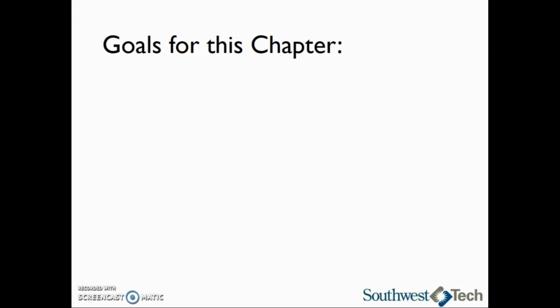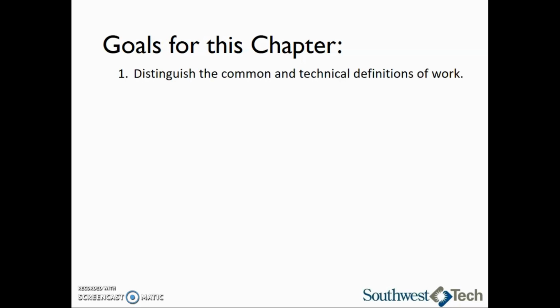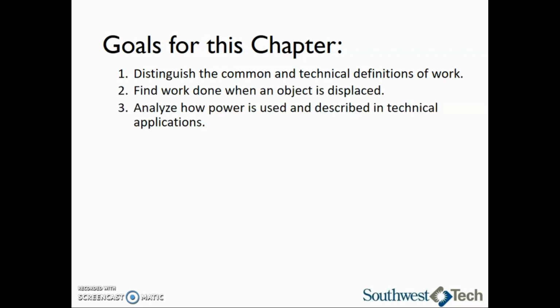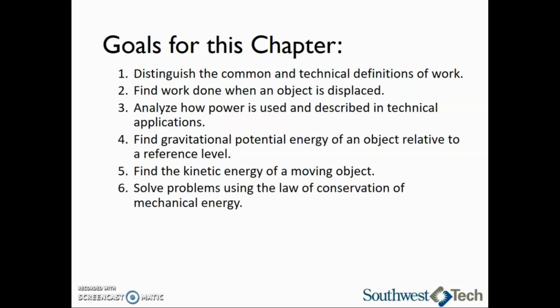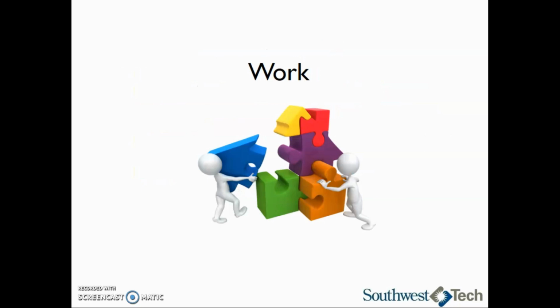This sixth set of lecture videos is going to cover the topics of work, power, and energy. The goals for this chapter are: distinguish the common and technical definitions of work, find work done when an object is displaced, analyze how power is used and described in technical applications, find gravitational potential energy of an object relative to a reference level, find the kinetic energy of a moving object, and solve problems using the law of conservation of mechanical energy. Our first topic of discussion will be work.